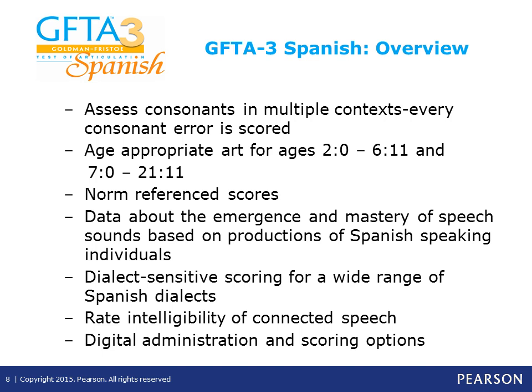There are two sets of picture stimuli within the manual de estímulos, a set of cartoon-style pictures for younger individuals ages 2 years to 6 years, 11 months, and a set of realistic-style pictures for older individuals ages 7 years to 21 years, 11 months. The test provides norm reference scores for an individual's speech sound abilities in the areas of articulation at the word level. GFTA-3 Spanish also offers norm reference scores at the connected speech level for ages 4 and older.